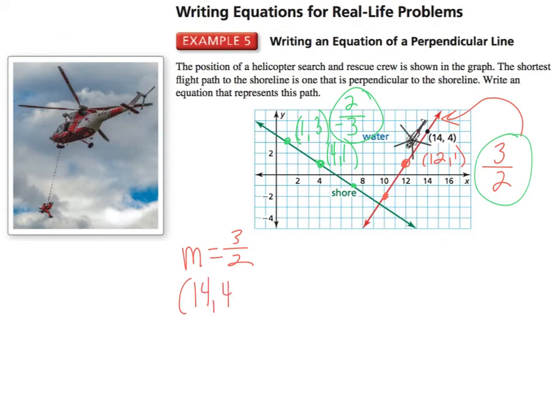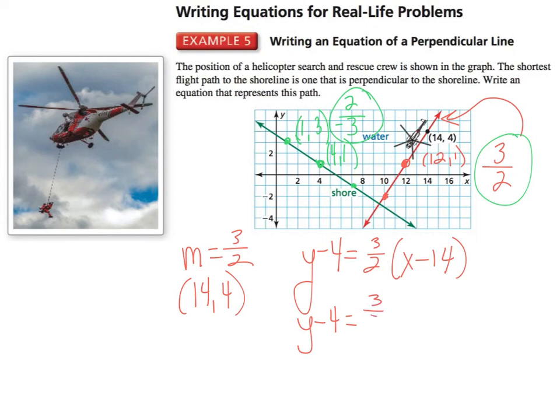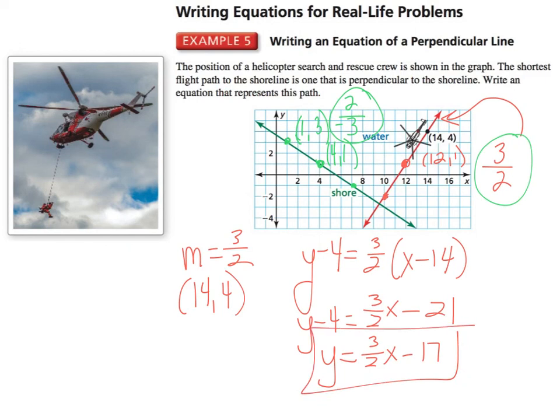14, 4 is my point. So if I use point slope form, y minus 4 equals 3/2 multiplied by x minus 14. That would give me y minus 4 equals 3/2 x minus 21. And if I add 4, y equals 3/2 x minus what? 17. And there's my equation: y equals 3/2 x minus 17.